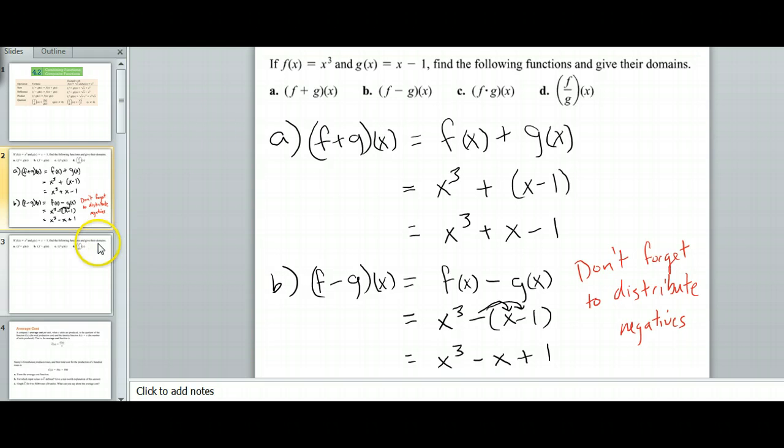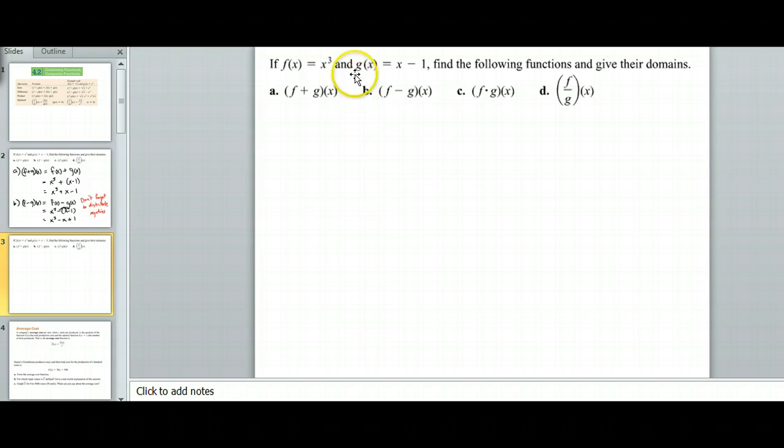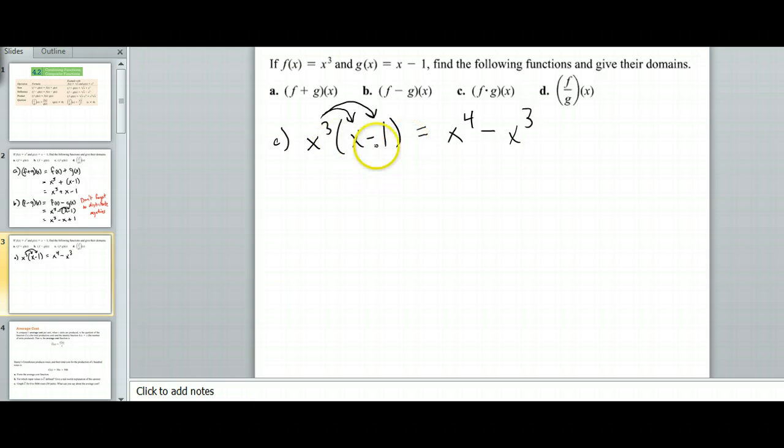Alright, and then parts C and D, we're going to multiply these two things and then divide. So part C, multiplying, I get x cubed times x minus 1. Alright, I need to distribute here. So x cubed times x is x to the 4th, minus x cubed times 1 is x cubed. So f times g of x, it just means multiply these two functions together. Alright, so I distribute, but this is what I get.